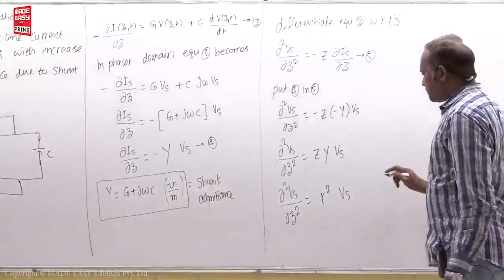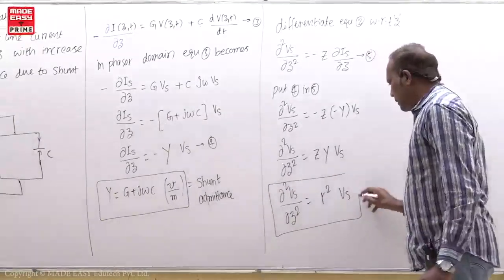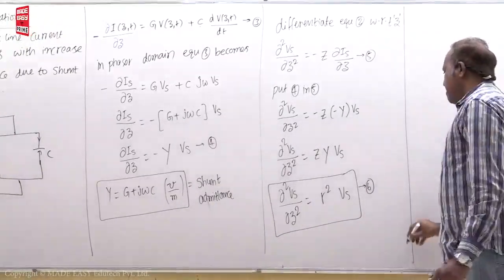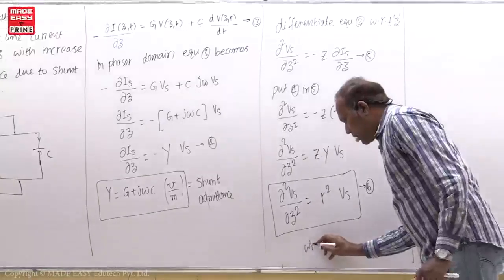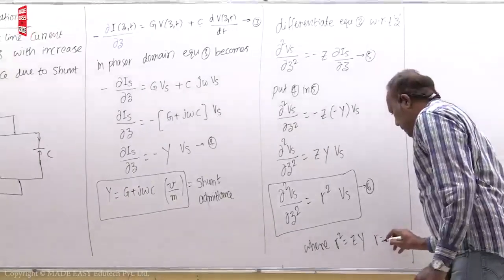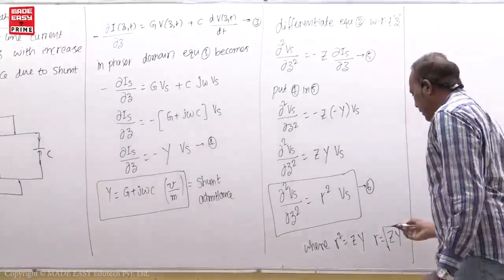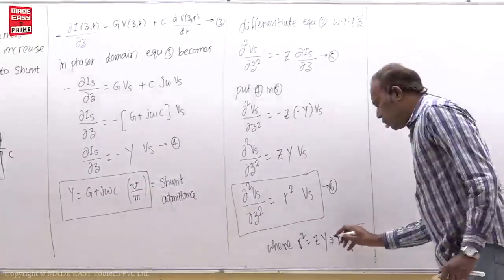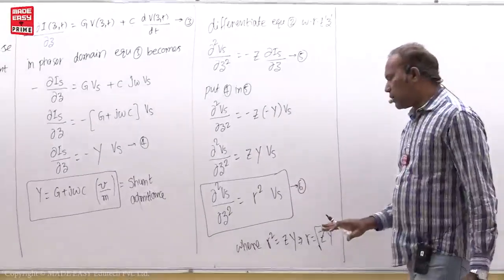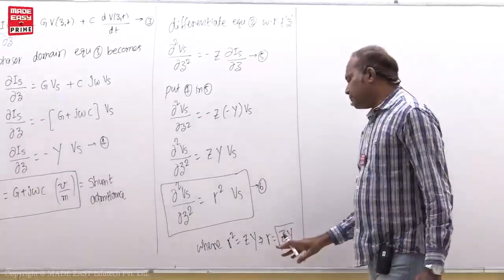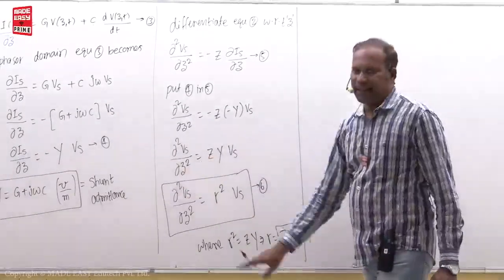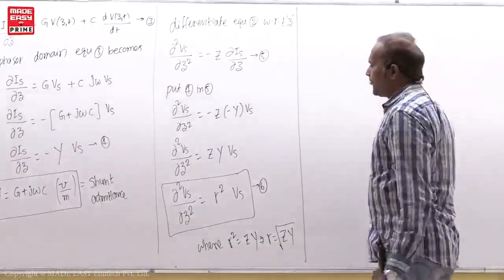Okay, so this one is equation number 6, where gamma square is equal to z into y and gamma is equal to root zy. We will talk of that later on. We will write that in a separate note. So whatever is there in the box, you have to read those things. We will talk of this separately. Now what is z? R plus j omega L. What is y? G plus j omega C. Okay, let it be like that.